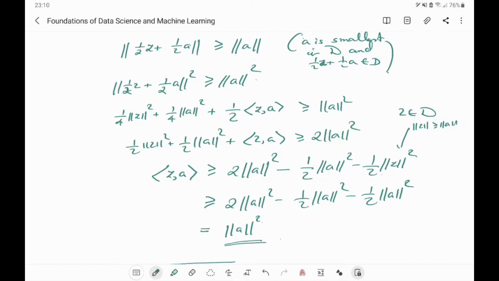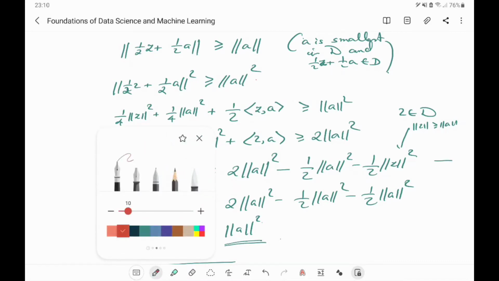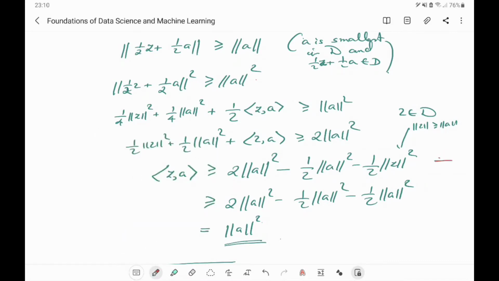So at some point I have this expression here, right? Let me use another color. I have this expression here, and then I use the fact that A is the smallest norm vector in the set D and Z is another vector there. So the norm of Z is lower bounded by norm of A. I substitute it here, but that's not correct because I have a negative sign here, right?